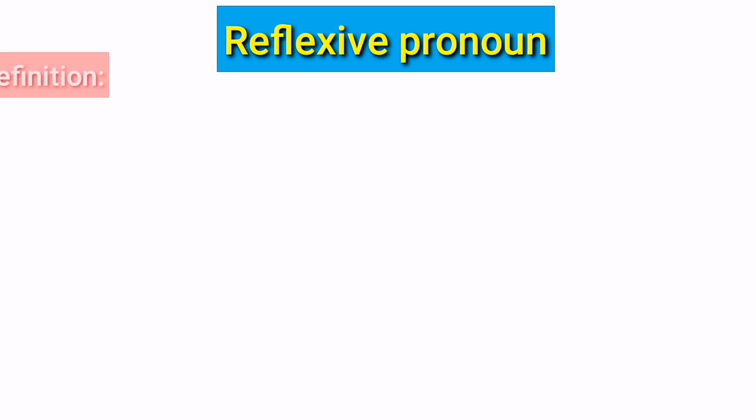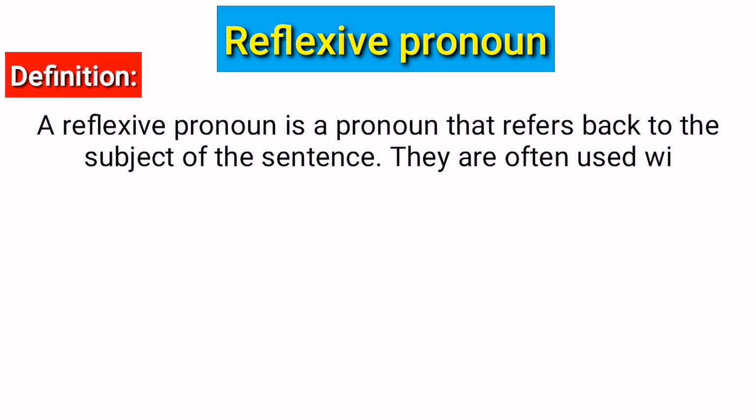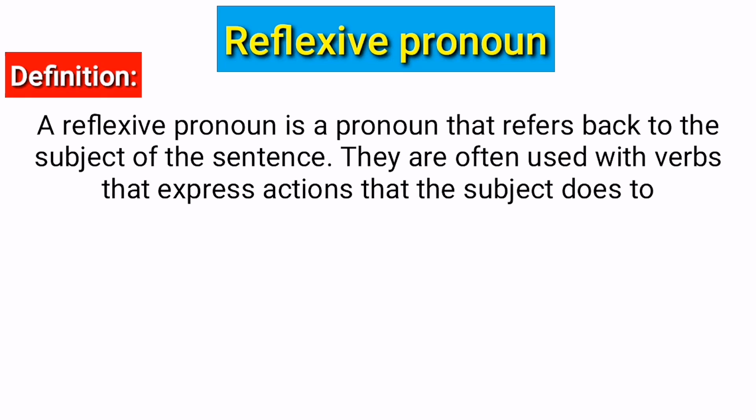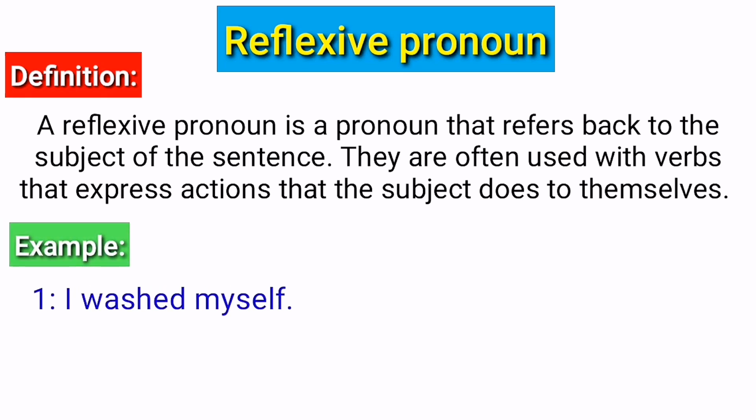Reflexive pronoun. A reflexive pronoun is a pronoun that refers back to the subject of the sentence. They are often used with verbs that express actions that the subject does to themselves. For example, "I washed myself." In this sentence, myself is the reflexive pronoun, indicating that the subject, I, performed the action, washed, on themselves.